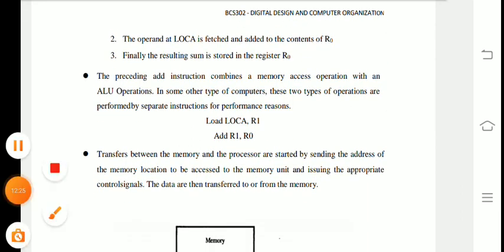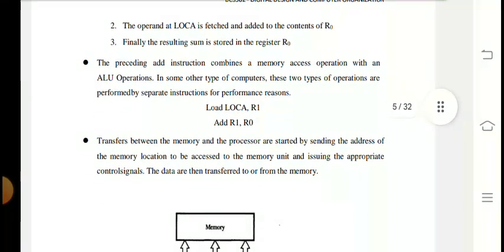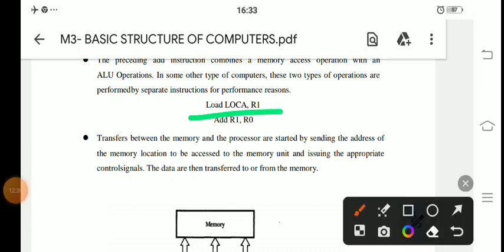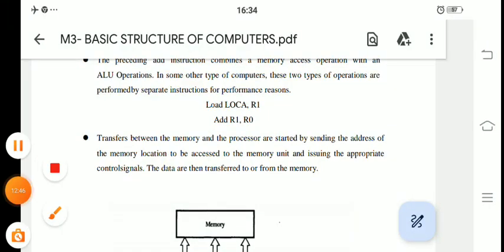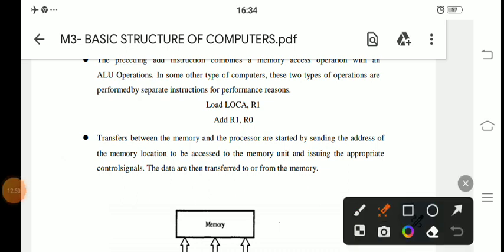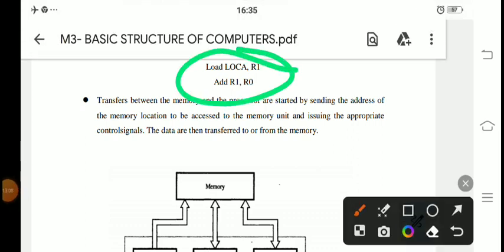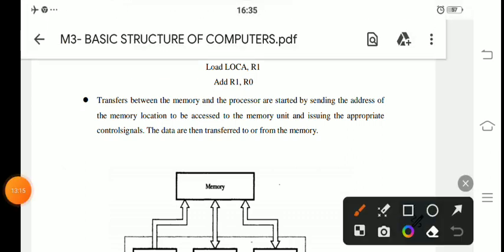So this instruction, add LOCA comma R0, can be replaced by these two operations, that is load LOCA comma R1 and add R1 comma R0. Even we can perform the same operation by these two steps. The operation we mentioned earlier, add LOCA comma R0, can be replaced by these two instructions.